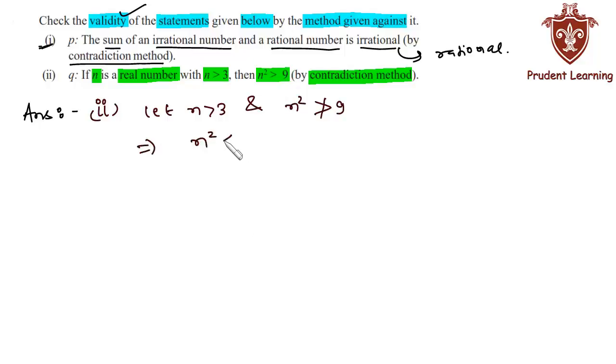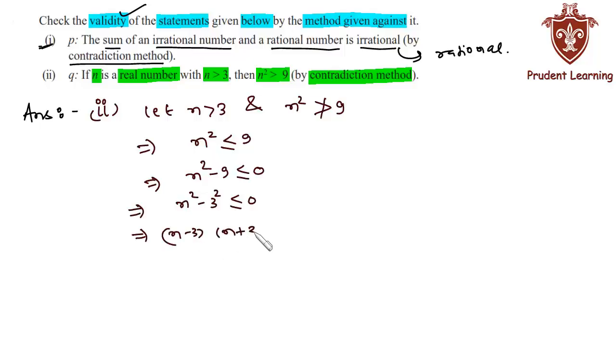which implies either n square is less than 9 or equal to 9, which can be written as n square minus 9 is less than or equal to 0, which can further be written as n square minus 3 square is less than or equal to 0, and the factors of n square minus 3 square are n minus 3 into n plus 3, because n square minus 3 square resembles a square minus b square, and we know that a square minus b square is nothing but a minus b into a plus b. So we have written n square minus 3 square as n minus 3 into n plus 3 less than or equal to 0.